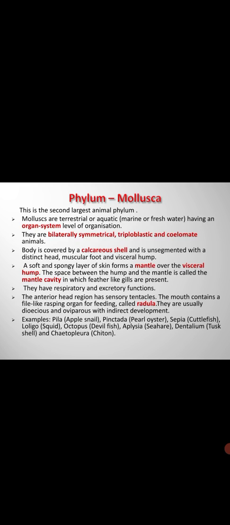The space between the hump and the mantle is called the mantle cavity, in which feather-like gills are present. They have respiratory and excretory functions. The anterior head region has sensory tentacles. A very important character here: the mouth contains a file-like rasping organ for feeding, which is called the radula. They are usually dioecious and oviparous with indirect development. So these are the characters.